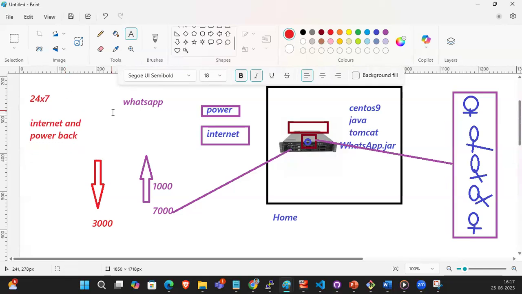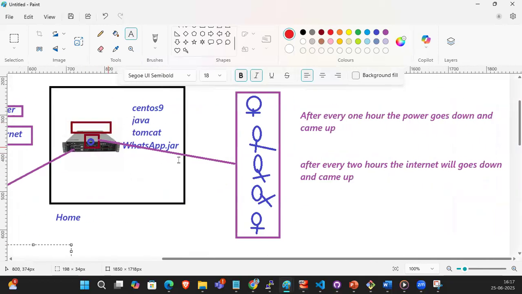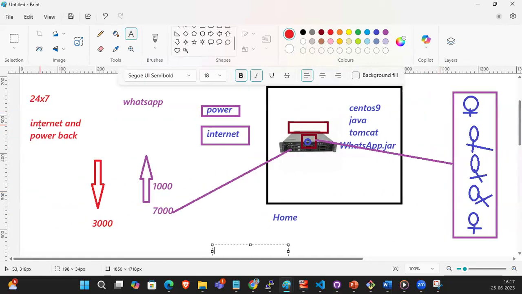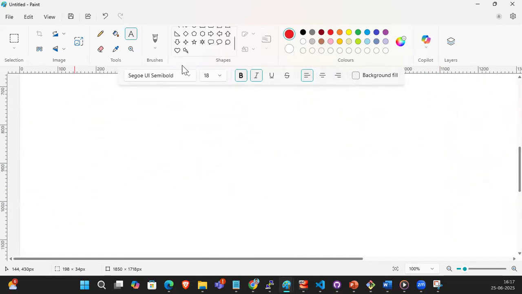We need a solution from someone who is providing 24 by 7 power backup and internet backup. Right, so who is providing that solution? In our home, that facility is not available, but somewhere the facility is available. That facility is available under the data center.